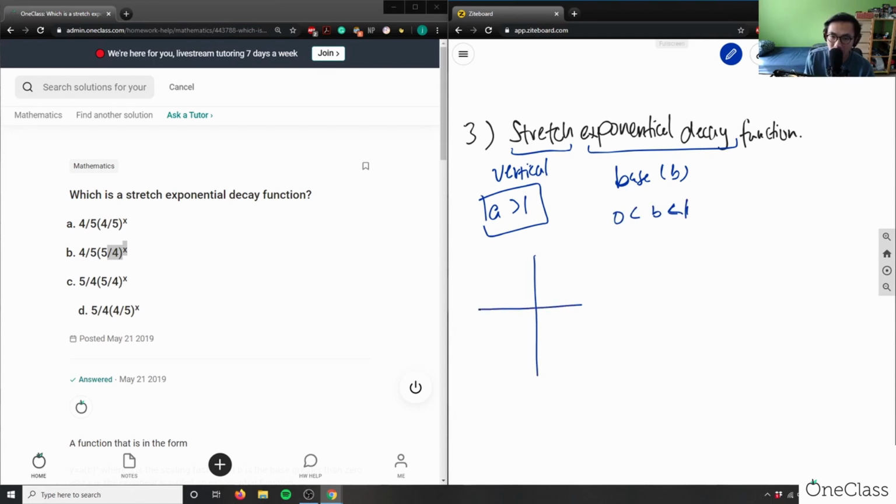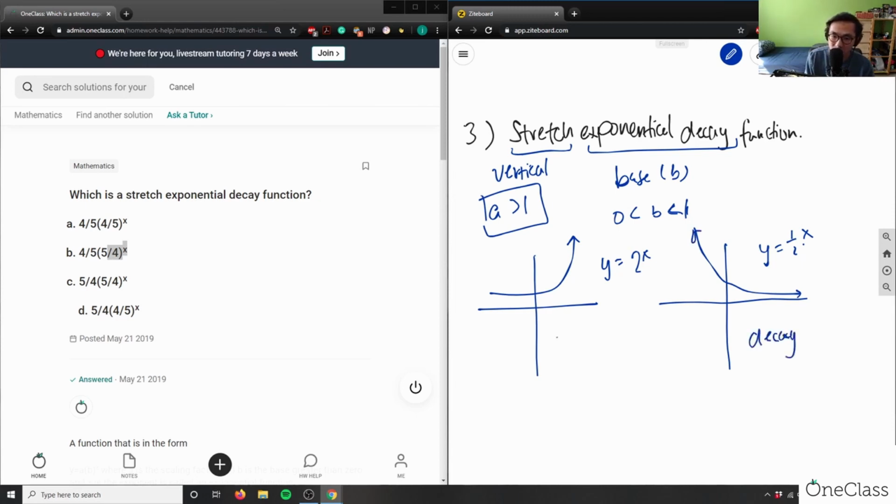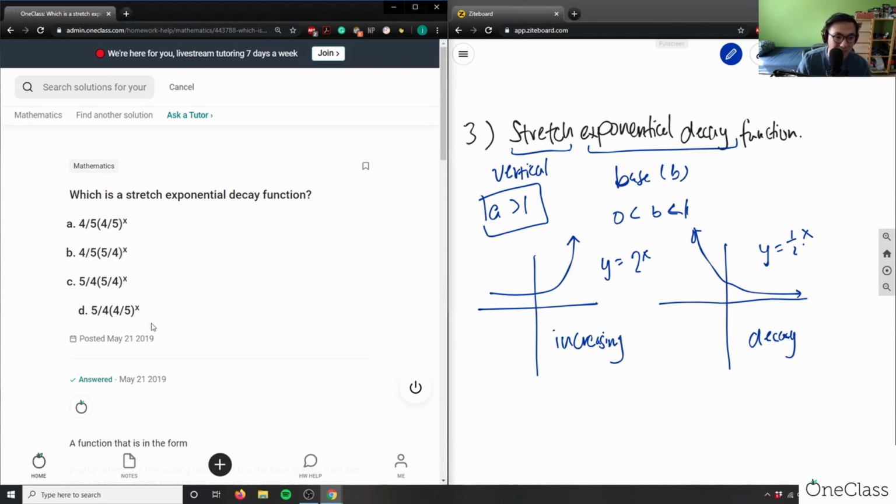If you recall, an exponential increase function would be something like y equals 2 to the power x, right? But a decay function looks something like this, y equals half to the power of x. This is an exponential decay. This is what we're looking for. This is a decay function, and this is an increasing exponential function. If b has to be between 0 and 1, then between C and D, only D is my correct answer, right? A is 5/4, which is greater than 1, and b is 4/5, which is between 0 and 1. So D is my correct answer for a stretch exponential decay function.